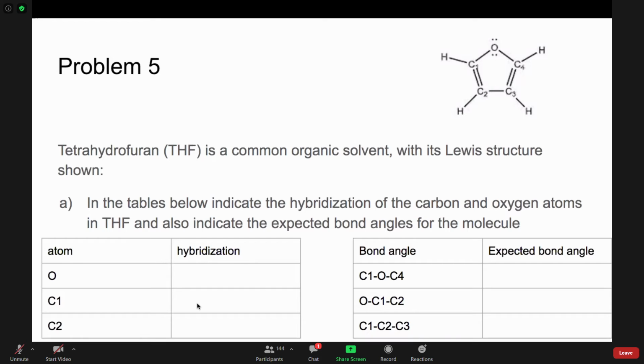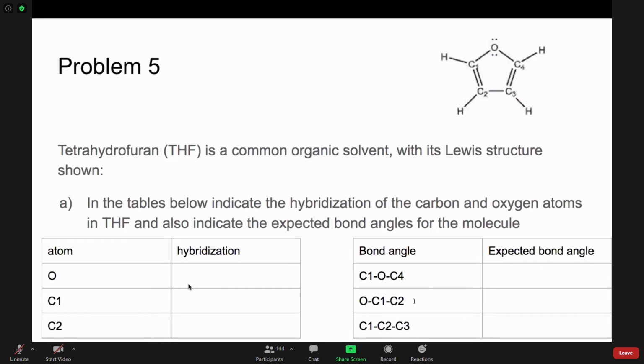Does anybody want to help us out with bond angles? Ebube. It would be less than 109.5. Awesome. And that's because we have a bent shape there, with four electron densities and 2 lone pairs. So that makes it less than tetrahedral.